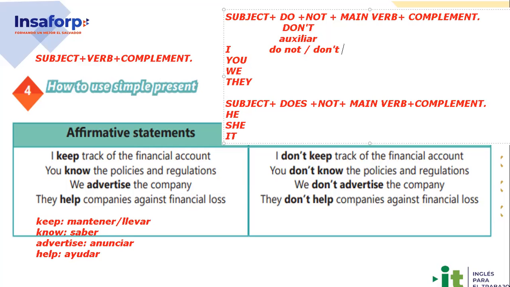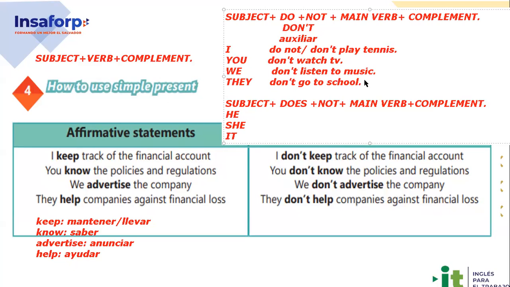Recuerden, utilizamos siempre, la mayor parte de tiempos ustedes van a escuchar en lenguaje hablado muchas contracciones. Entonces, puede ser I do not or I don't. I don't play, let's say, tennis. You don't watch TV. We don't listen to music. They don't go to school. Okay? Y ahí tenemos nuestras oraciones negativas, utilizando I, you, we, they y con un verbo auxiliar.